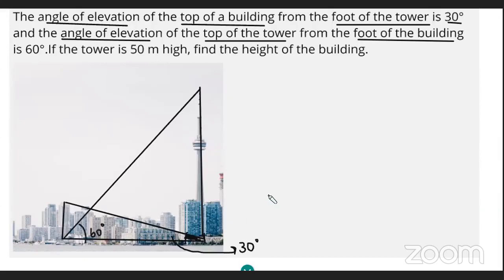Now, have they given us the height of the tower? Yes, the tower height is given as 50 meters. Building height is not given. So the tower height is 50 meters. Correct? All clear with this figure? I'm going to draw it down, label it, and then we'll solve. Let's go for the part where we draw it.